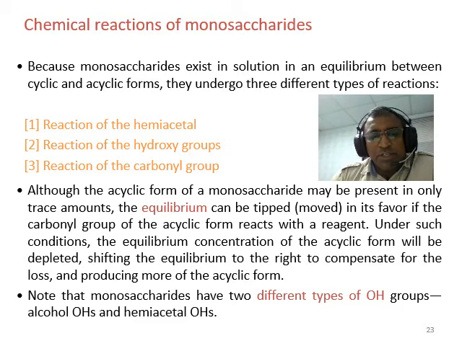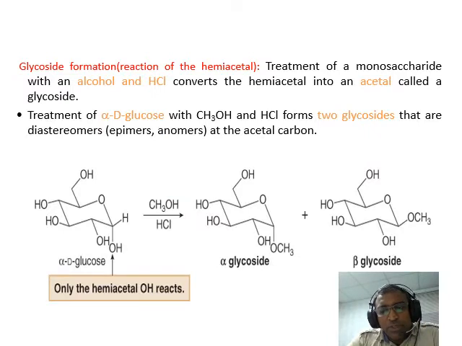of these three reactions. So here is given the example of reaction at the hemiacetal group, whereby you have this group here, this carbon, in the presence of methanol and hydrochloric acid, the reaction will be very vigorous, and what will be the end result is two glycosides will be formed. One is alpha glycoside and the other one is beta glycoside.